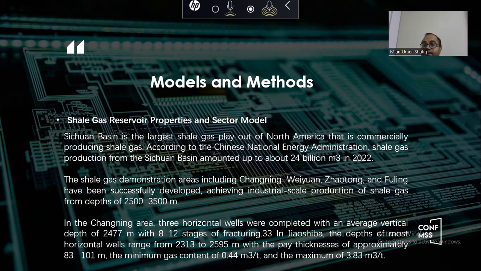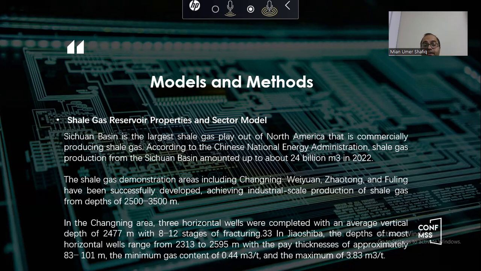According to the Chinese National Energy Administration, shale gas produced from the Sichuan Basin amounted to 24 billion cubic meters in 2022. That's a huge amount. The shale gas demonstration areas, including Changning, Weiyuan, Zhaotong, and Fuling, have been successfully developed, achieving industrial scale production of shale gas from depths of 2,500 to 3,500 meters. So basically, that is the depth of the reservoir.